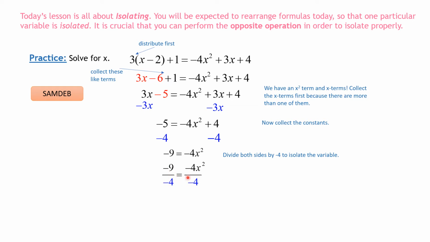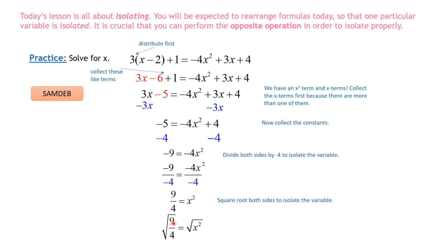I divide this side. I've got a couple of negatives there, so I can clean that up a bit. I've got 9 over 4 equals x squared. It's almost isolated. I'm on the E for exponents. How do I get rid of that exponent 2? What's the opposite operation of squaring? Square root is the opposite operation, so I'm going to take the square root of both sides.